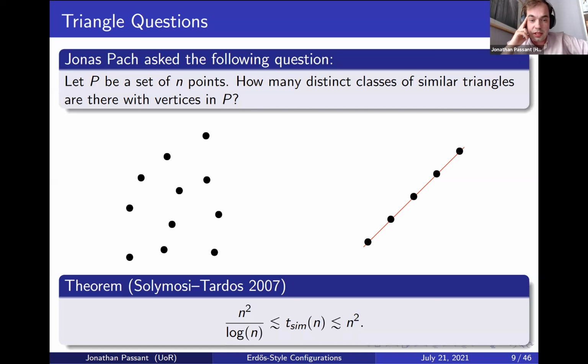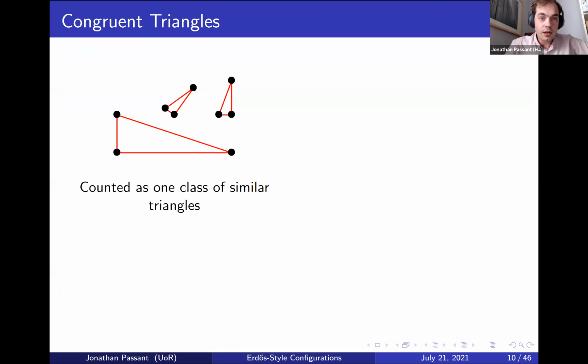They prove this result with the lower bound n squared over log n, and they do this by looking at an incidence problem in the complex numbers. This is a theme that will come up a lot today: you have a problem about points, you translate it into incidence problems, and then you come up with a good incidence bound, and this provides you a good lower bound.